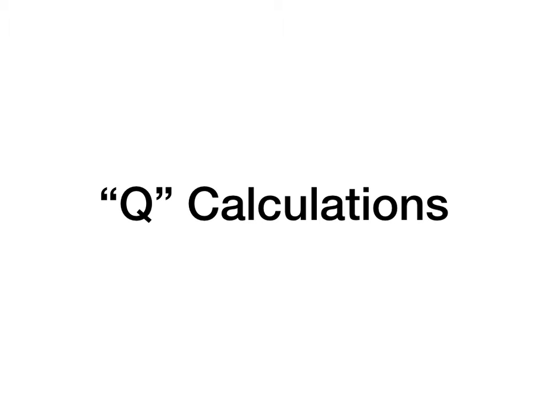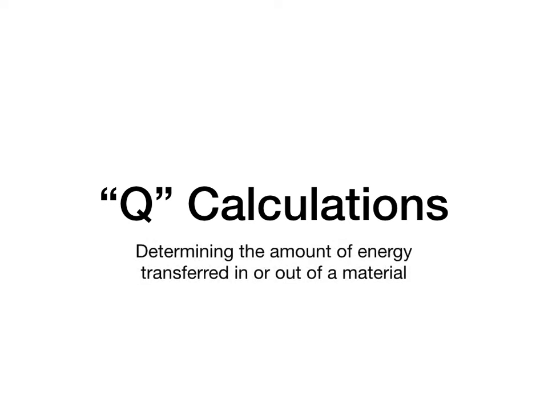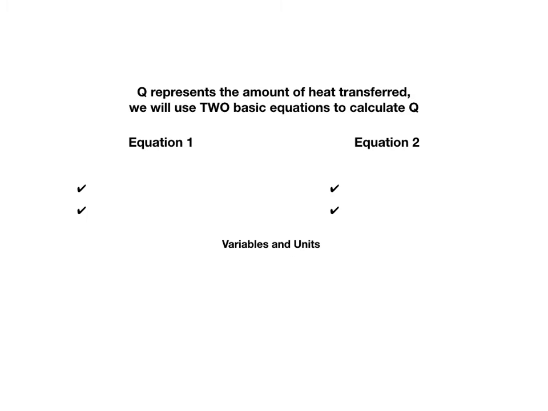Today we're going to look at Q calculations, the means to determine the amount of energy transferred into or out of a material. The Q in the Q calculations represents the amount of heat transferred. We will use two basic equations to calculate the Q. These two equations should be somewhat familiar because you used them back in 8th grade physical science and again in earth science. Equation 1, Q equals mc delta T, and equation 2, Q equals m times capital H.